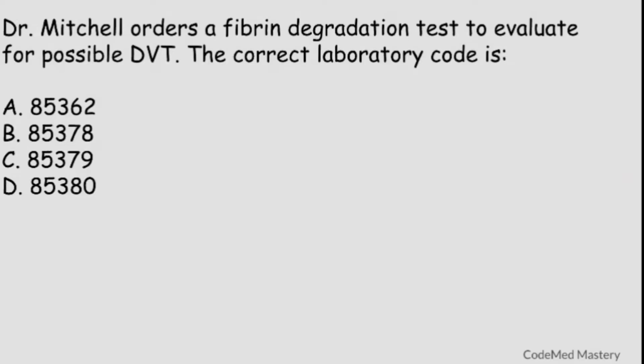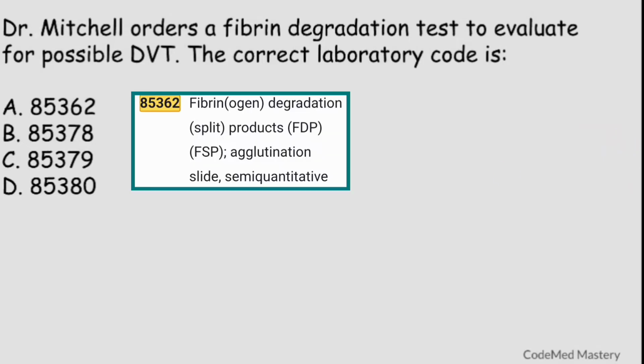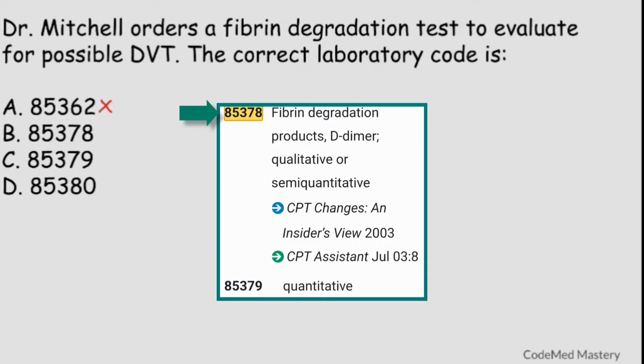Read the question. Dr. Michelle orders a fibrin degradation test to evaluate for possible DVT. The correct laboratory code is, check option A, 85362. 85362 is for fibrinogen degradation, split products, agglutination slide, semi-quantitative. But in the scenario, they have mentioned fibrin degradation to evaluate for possible DVT. It is not fibrinogen degradation, split products. So eliminate option A.